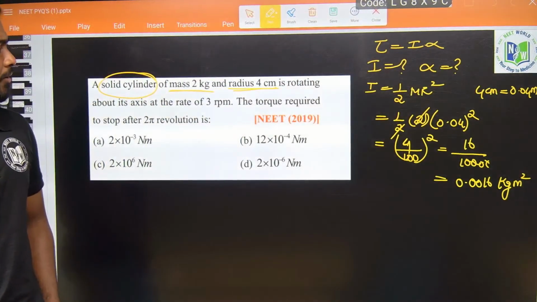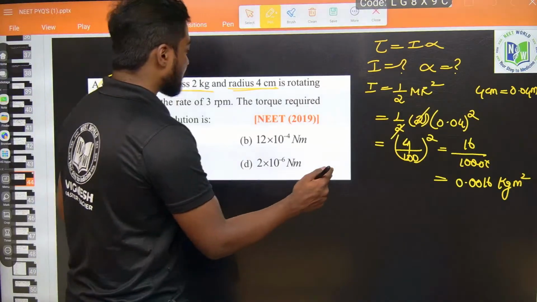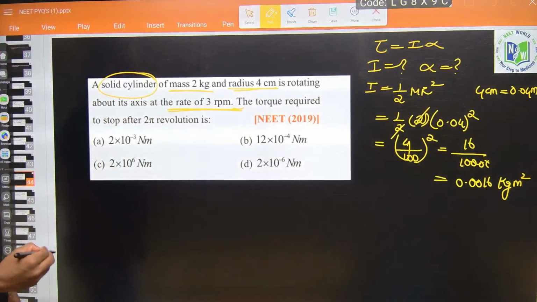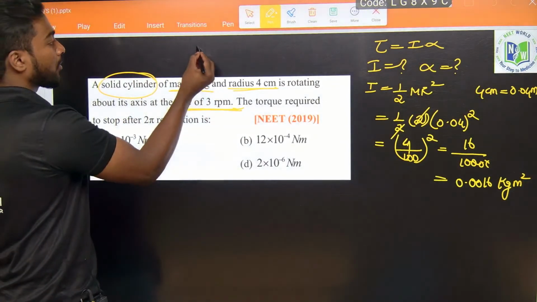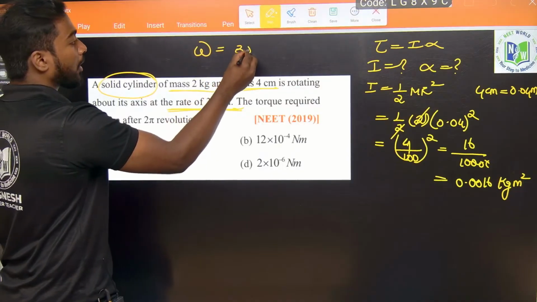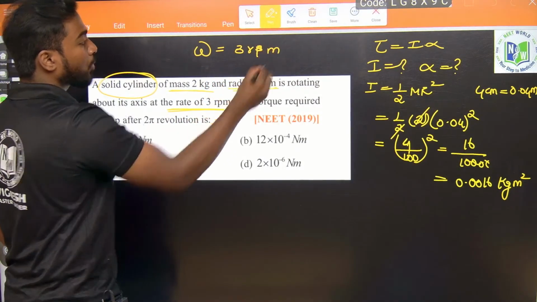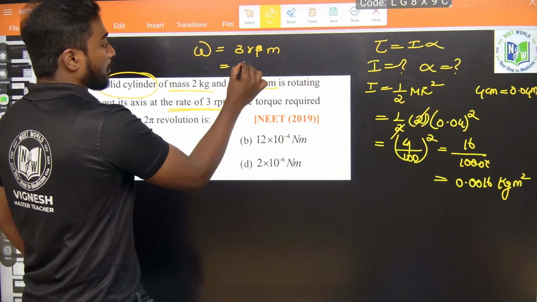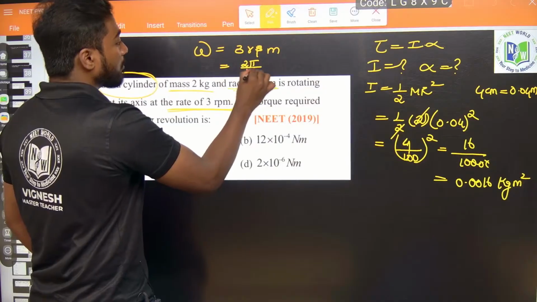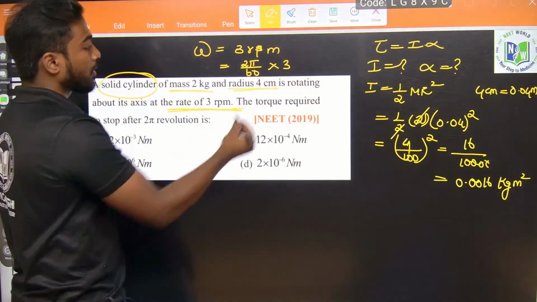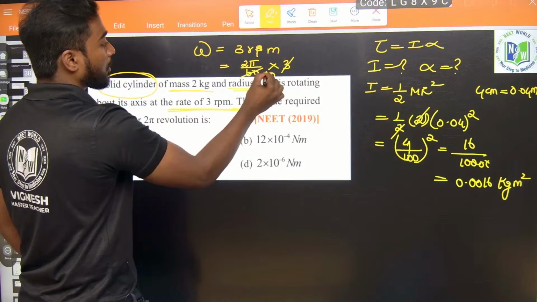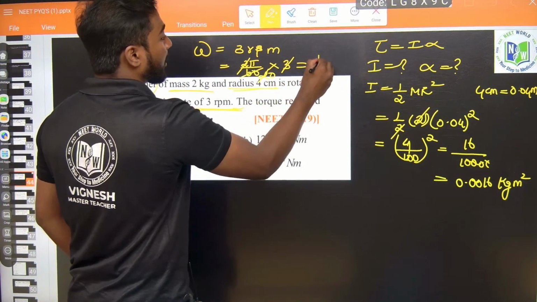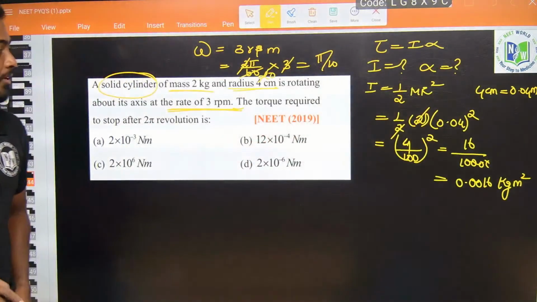What about the alpha? They have given the rate of 3 rpm, so omega equals 3 rpm. I need to convert it into radians per second first. So what is the formula? 2 pi by 60 into 3. So it is pi by 10 radians per second. Omega equals pi by 10.